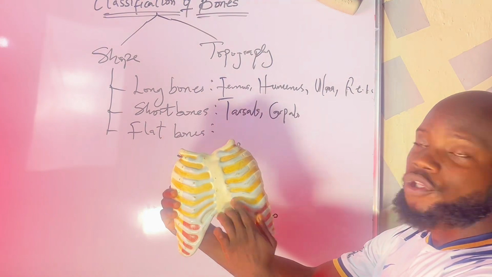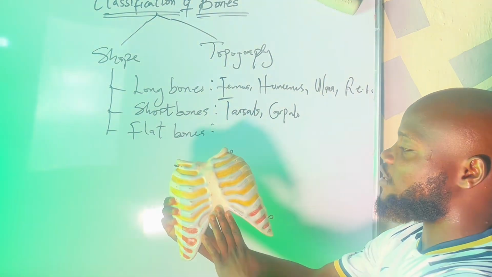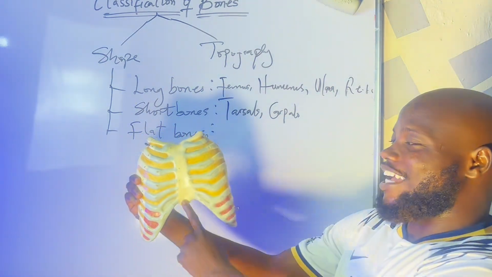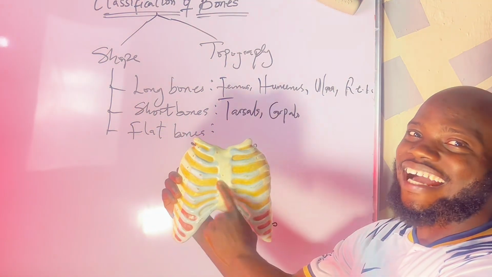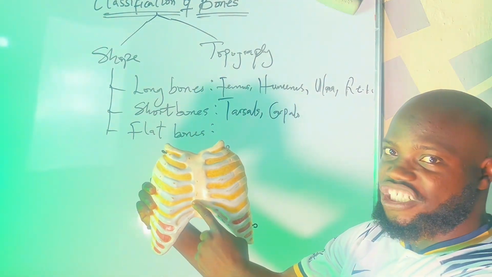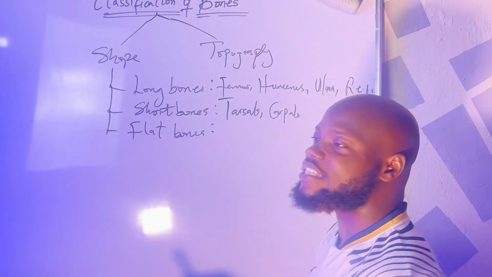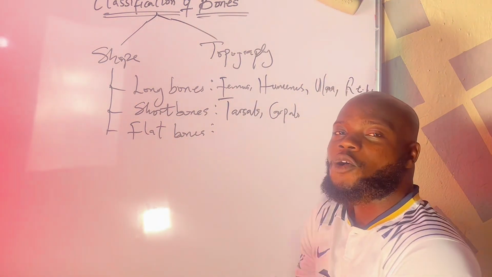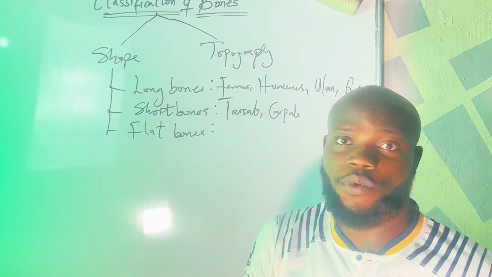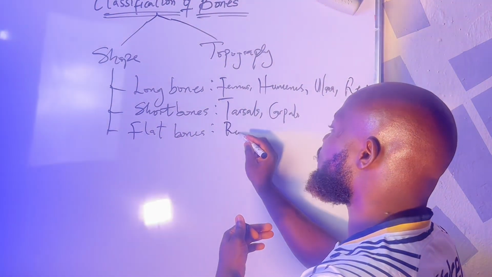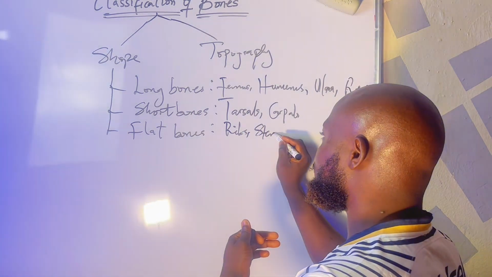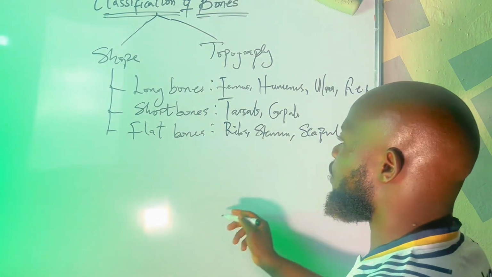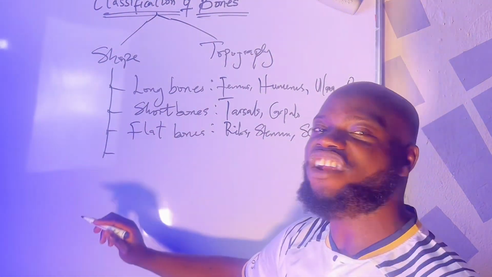In the middle, what we have here is the sternum. The sternum is also flat. You can see the surface. It is also classified as a flat bone. Then we also have the scapula, the bone that is here. It supports your shoulder, and it also has a flat surface. So let me just write them: we have the ribs, the sternum, and the scapula.